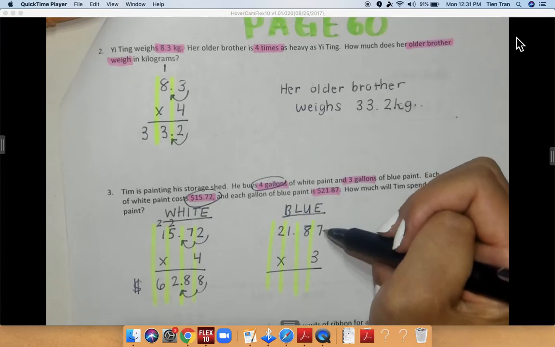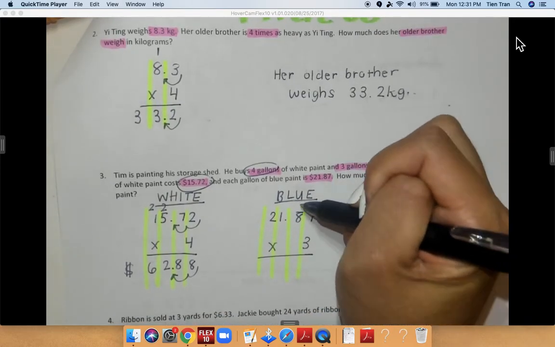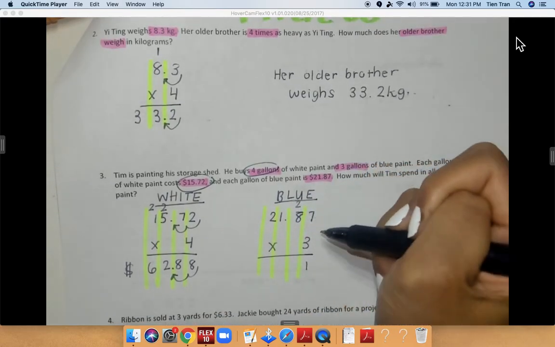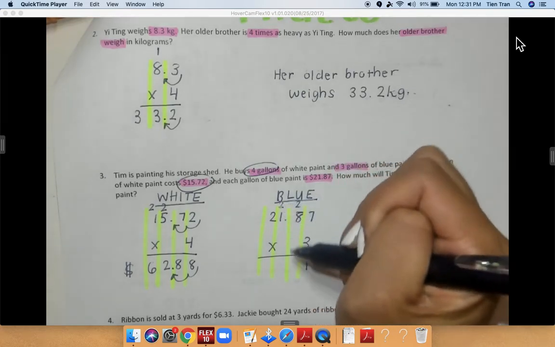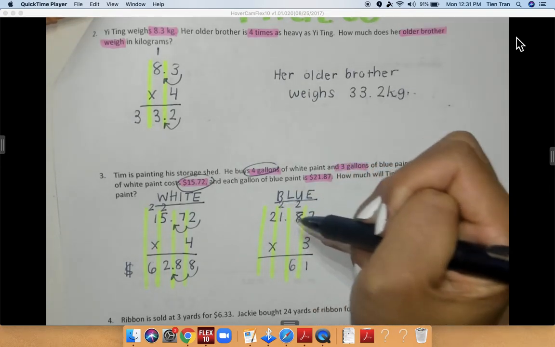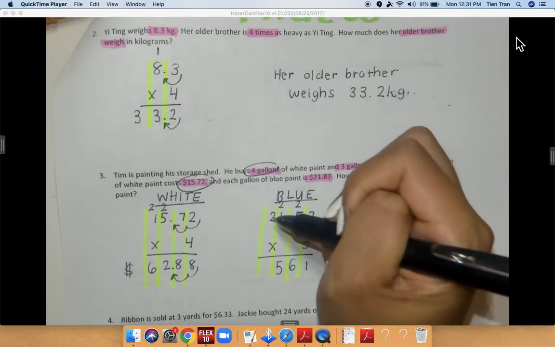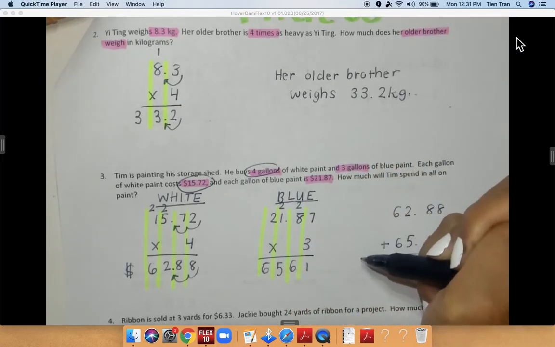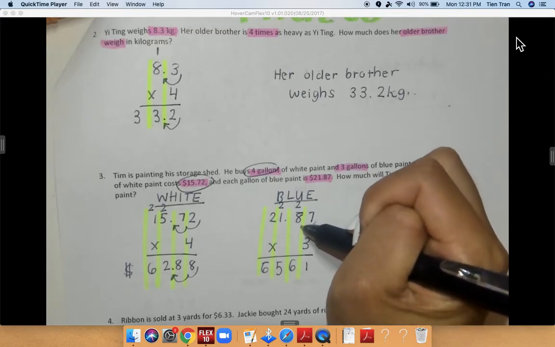Now I'm going to figure out how much is blue paint. 7 times 3 is 21. 3 times 8 is 24, plus 2 is 26. 3 times 1 is 3, plus 2 is equal to 5, and 3 times 2 is equal to 6. Okay, and move your decimal over twice.